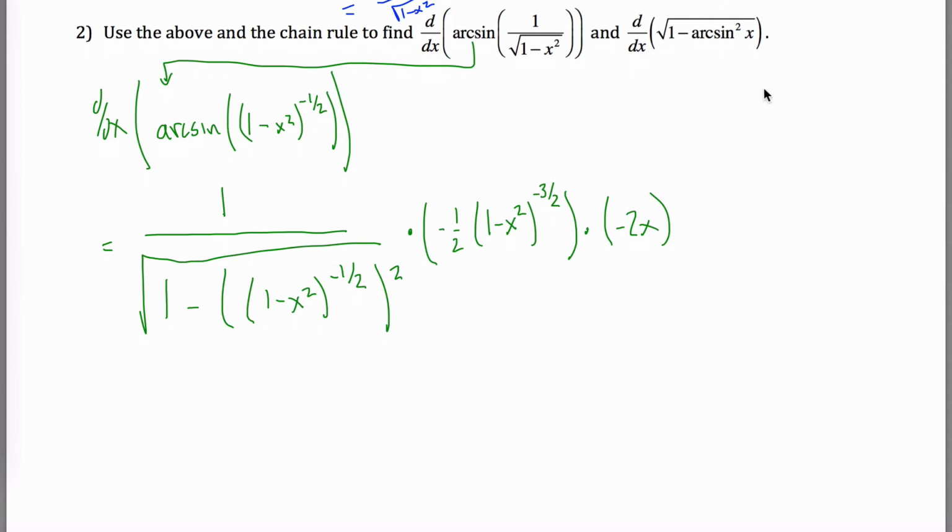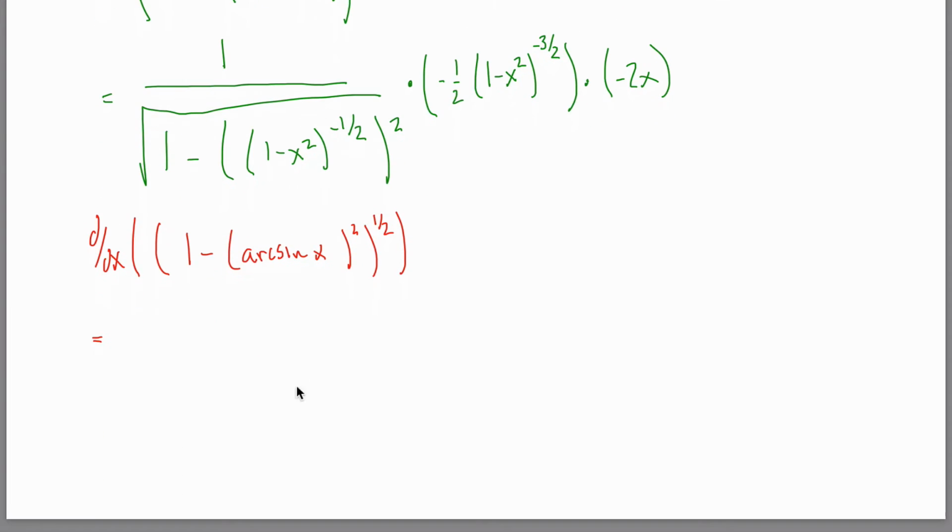For this next one, I'm going to try to figure out the derivative of the square root of 1 minus arcsine squared x. So what I'm going to do is say, okay, I'm taking the square root of a whole bunch of stuff, so it's raised up to the 1/2 power. And then what is this stuff? Well, it's 1 minus something that's getting squared. And that something happens to be the arcsine of x. So really what I have is something that's written like this, but if you write it in these terms, again, it'll make the calculus a little bit easier.